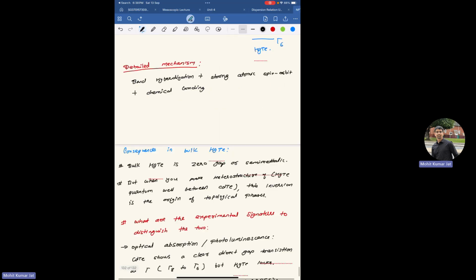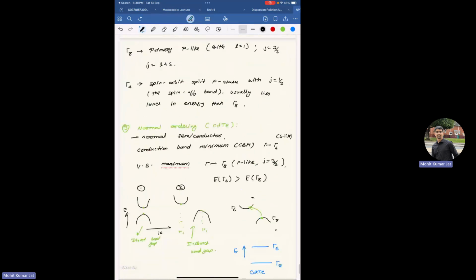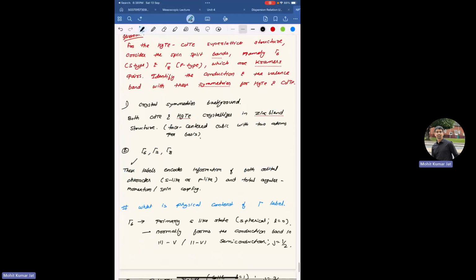So this is about this question, in which we discussed what the gamma points are and what these numbers, gamma 6 and gamma 8, mean. Then we looked at the band structure of cadmium telluride and mercury telluride, and we showed the differences between these two and how that leads to these topological states and the band inversion. Okay, that's good.